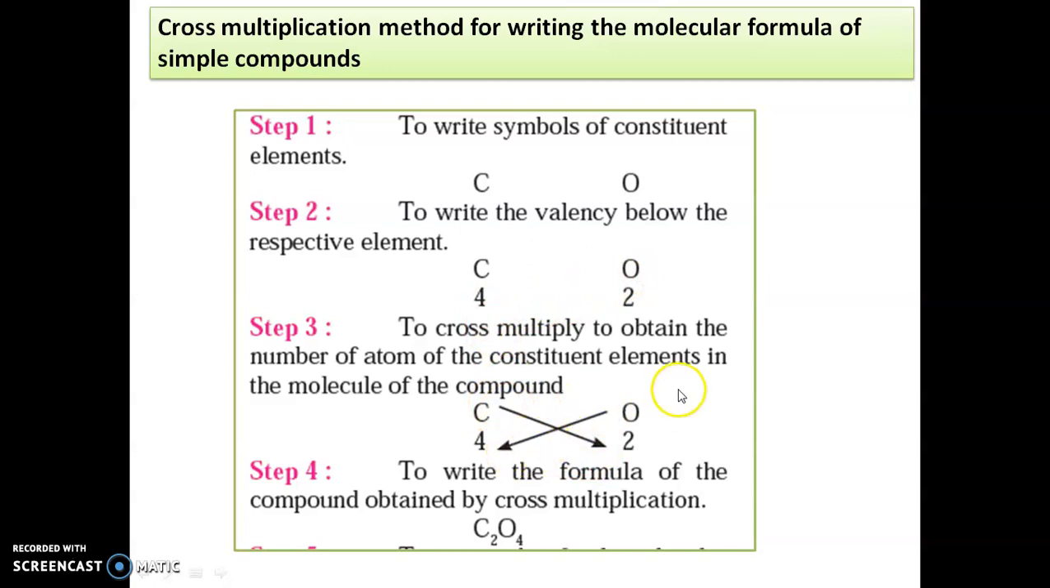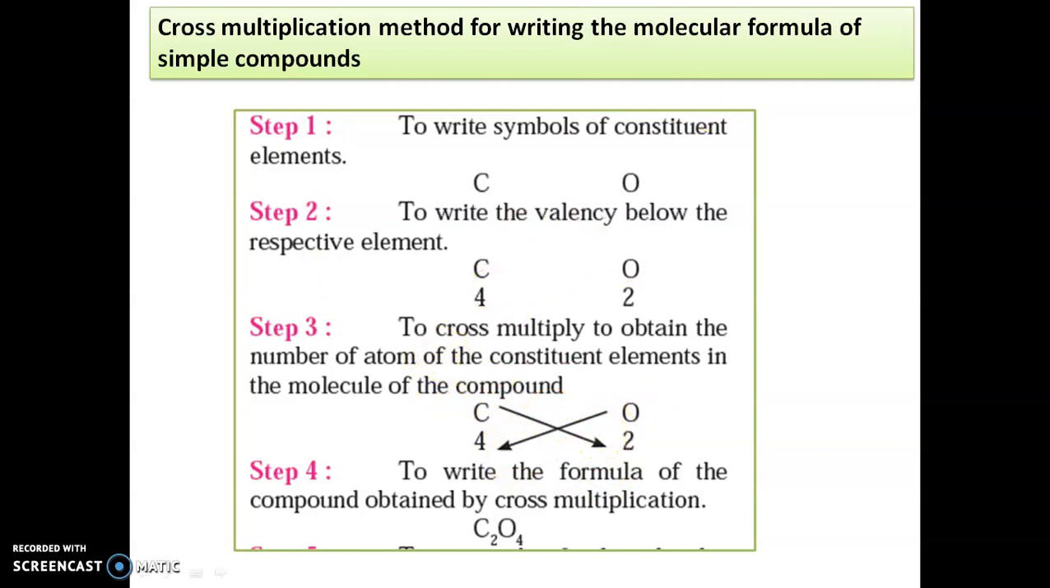So now we are cross multiplying and then what are we doing? For C, what number will come after cross multiplication? 2. So that means C is getting the valency of oxygen, and for O, what is the number written? The number written is 4. So that means O will get the number 4. So cross multiply to obtain the number of atoms of constituent elements. What will it give us? It will give us the number of constituent elements.